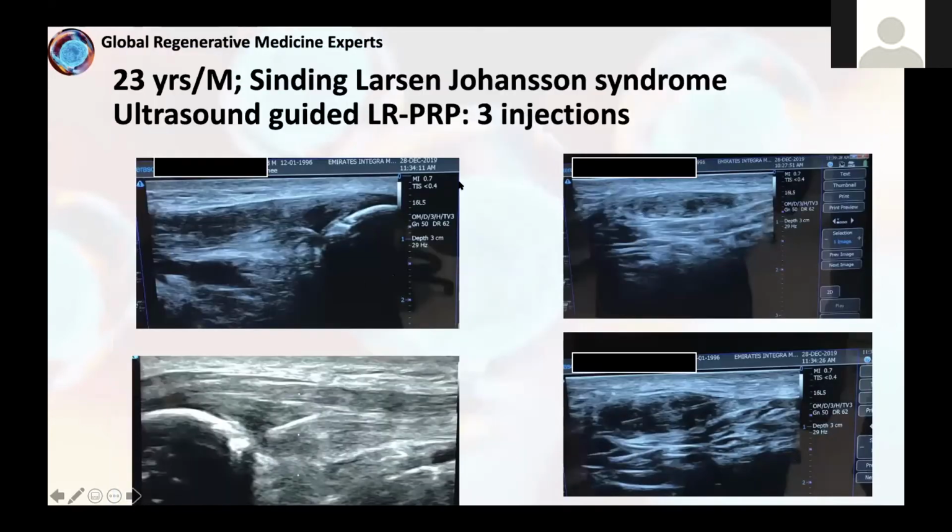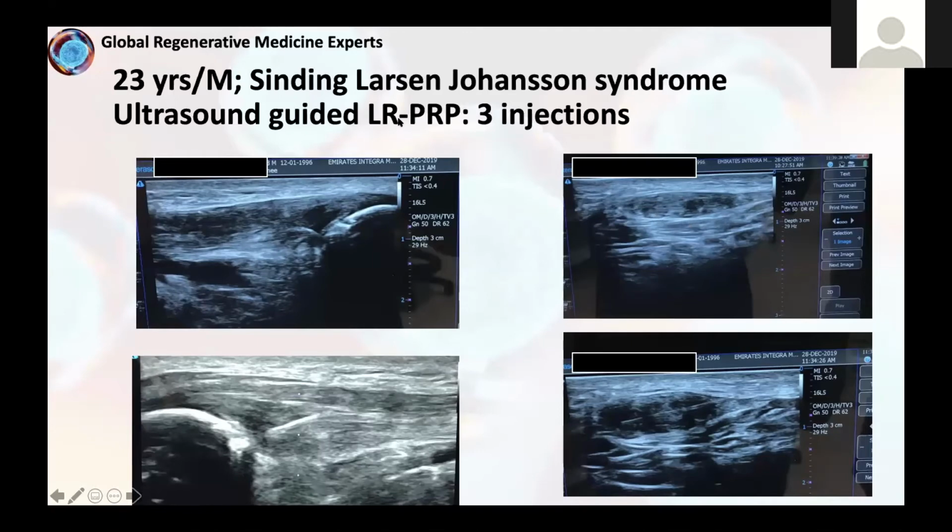Now these are our patients. This is a 23-year-old male patient having Sinding Larsen syndrome, with constant pain in the lower part of the patella where the attachment of the tendon is. He was not able to fully extend the knee, and not able to run or do sports activity. There is slight irregularity in the tendon, and this is the transverse section on ultrasound, how it looks.